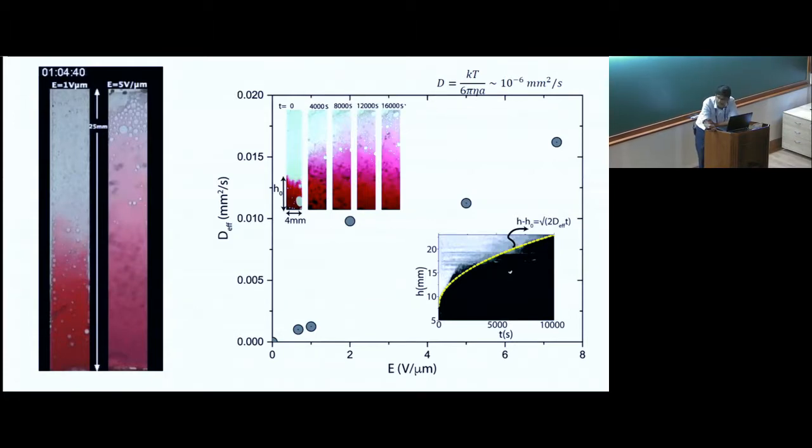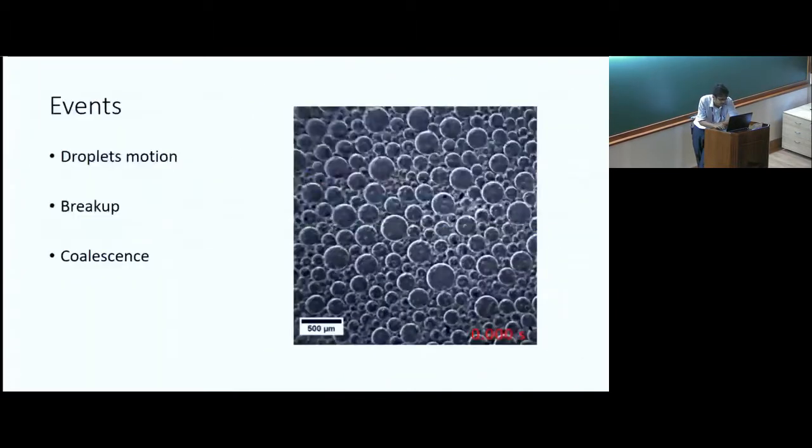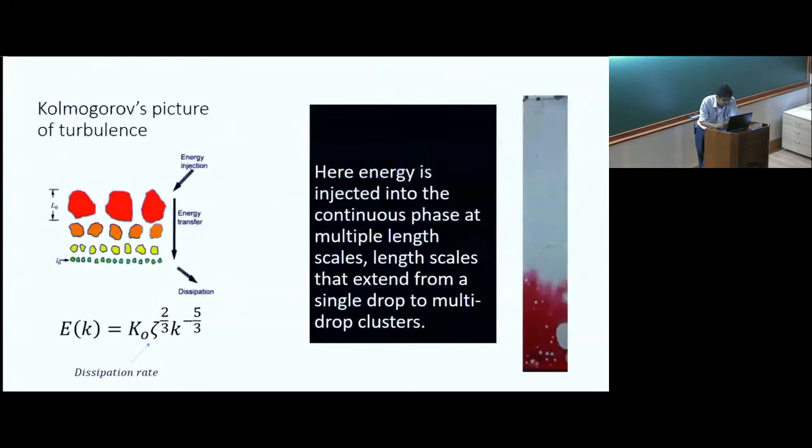If you wanted to know the molecular diffusivity, it's a few orders of magnitude smaller. It's about 10 to the power minus 6 millimeters squared per second, whereas these numbers are about 10 to the power minus 3. This is about 3 orders of magnitude larger than what you'd get just from molecular diffusion or thermal diffusion processes. So here are the 3 phenomena that you see: droplet motions, breakup, and coalescence.